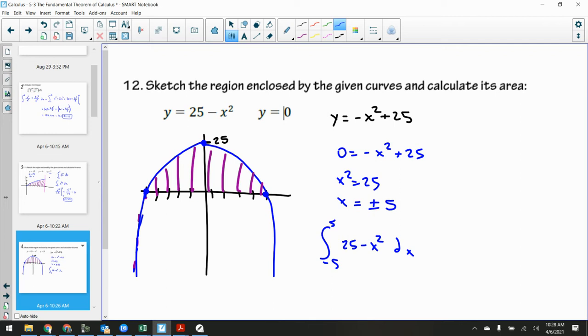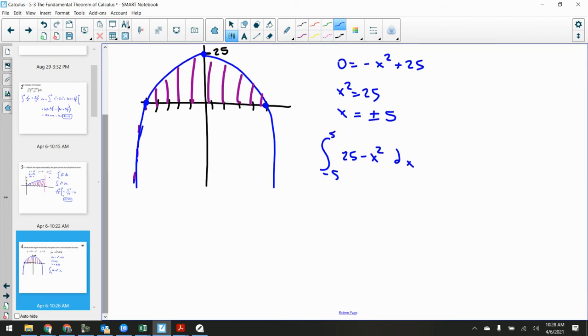Okay. We draw the diagram so we can interpret the diagram into an integral. And then we can use the top minus bottom rule to evaluate it. So this is already set up as a polynomial, so let's go for it. 25x minus x to the third over 3, top minus bottom. Does that make sense? I give the 25 the x, I raise the power, I divide by that power, and now I plug in 5 and then negative 5 and I find the difference.